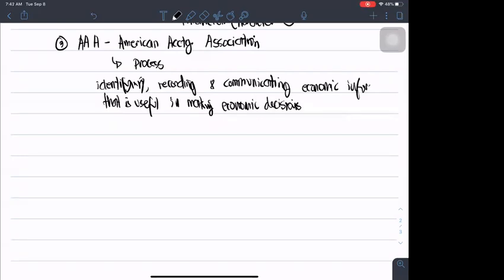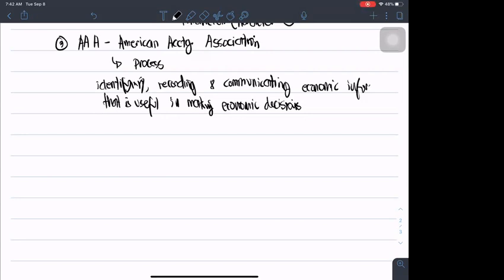It outlines accounting in the sense that it shows you the accounting cycle. And what is that accounting cycle? That is the process of identifying, recording, and communicating economic information. So that will be our accounting cycle. Later on, we will discuss the items of your accounting cycle, and you will see that this is part of identifying, this is part of recording, and this is part of communicating.